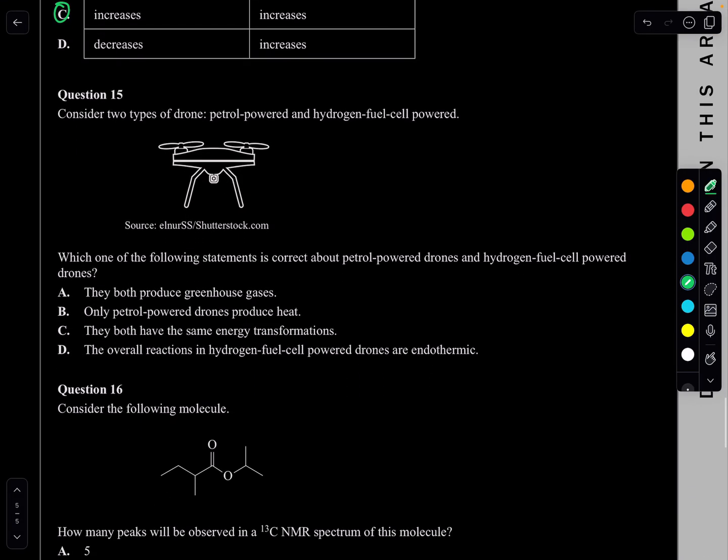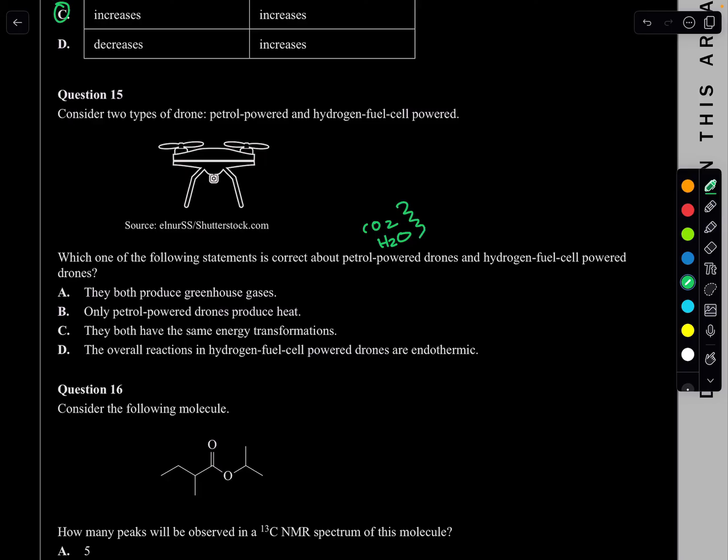Question 15. Consider two types of drones, petrol-powered and hydrogen fuel cell-powered. Which of the following statements is correct about the petrol-powered drones and the hydrogen fuel cell-powered drones? They both produce greenhouse gases. Yes, they basically do, because a petrol-powered drone probably goes through combustion, and hence you would produce CO2 and H2O. These are basically your greenhouse gases. Remember, water is a greenhouse gas.